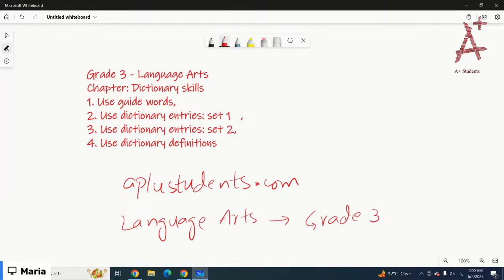We're going to start with the chapter dictionary skills, and the lessons we're going to cover today are use guide words, use dictionary entries set 1, use dictionary entries set 2, and use dictionary definitions. So let's just start with the first lesson.